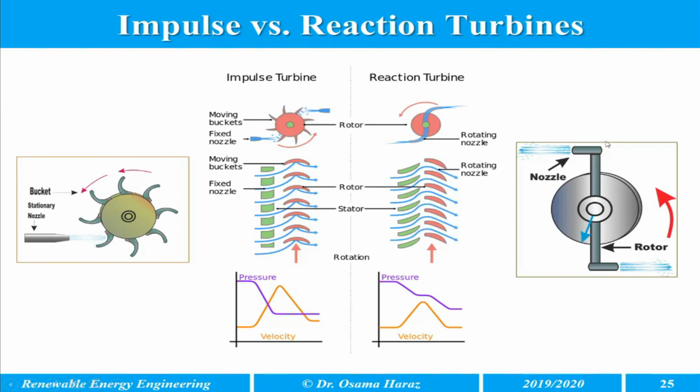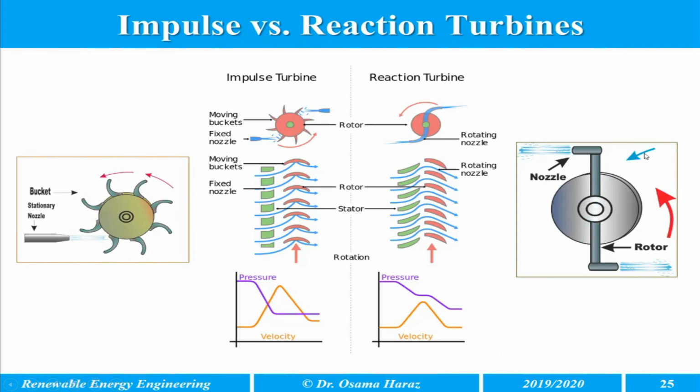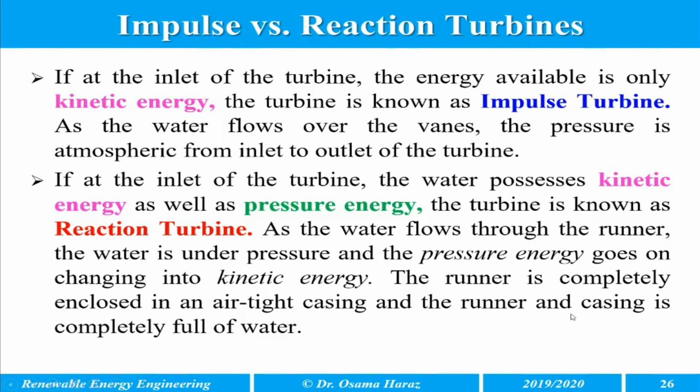In the reaction turbine, the turbine itself is totally full of water. So there is the water, it has pressure and also kinetic energy. But here the water is coming from this side and it only makes kinetic energy. Only kinetic energy is available. So this is impulse turbine like Pelton. This is Kaplan and Francis turbines.